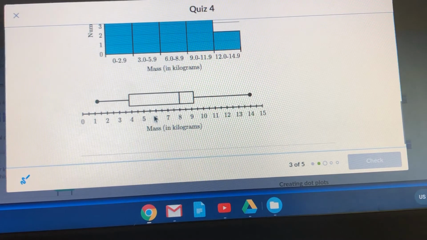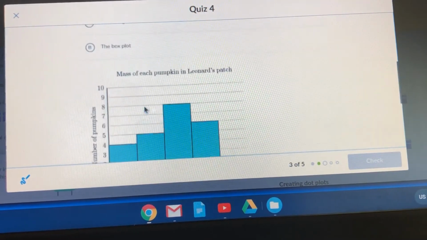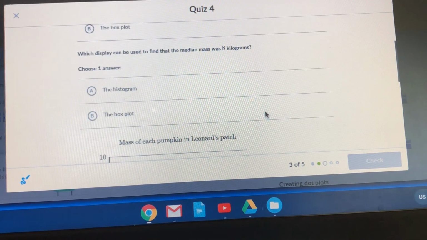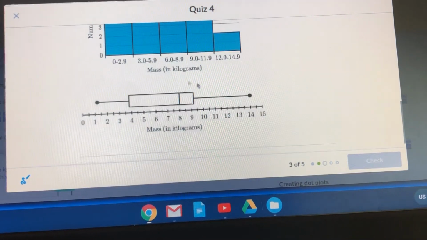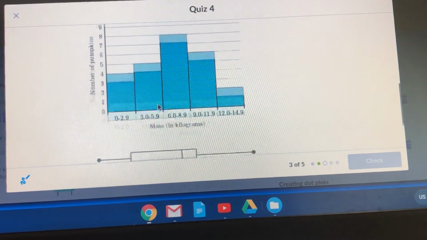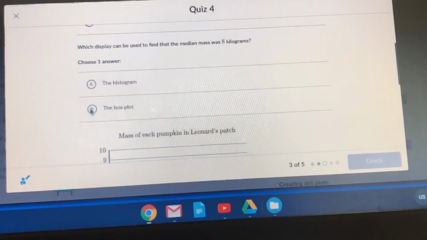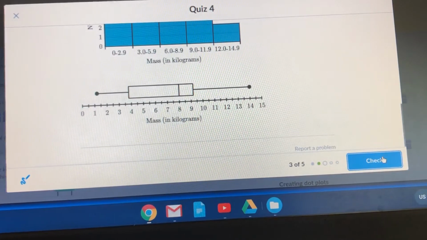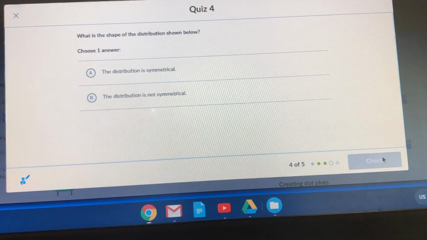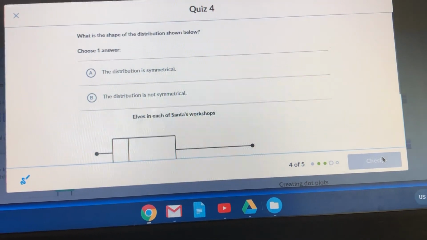This is a little trickier. Here's the 6, and it's really hard to tell. So I would go with the histogram for the first answer. The second says which display can be used to find that the median was 8. So this is a very quick way to find that the median is 8 in the middle of the box plot, which is inside of the quartile box. So we're going to go with a box plot for that second question. So different graphical displays will give us different representations that make it easier to see.